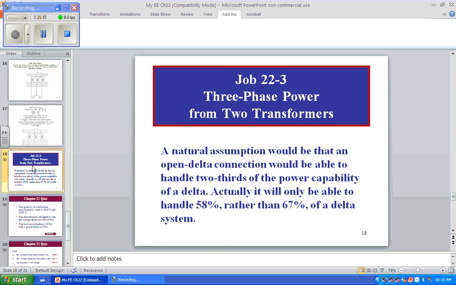We're going to talk about open delta just a little bit. Just to remind you, I know that you've read this and you're familiar with it, an open delta should be able to handle about 2/3 of the power of the closed delta system, but it will only be able to handle 58% rather than the 66.66% that we think it should.